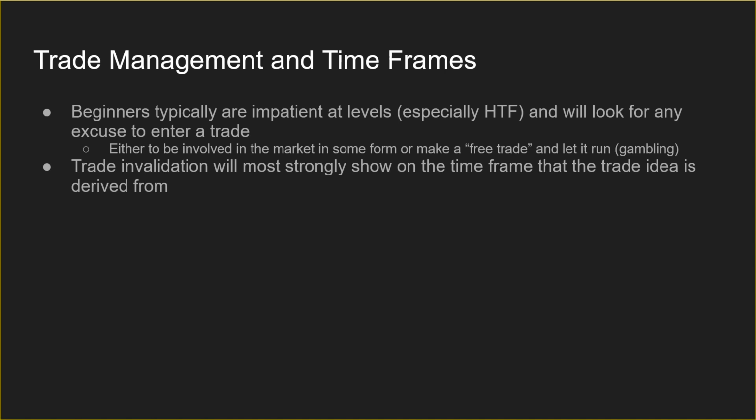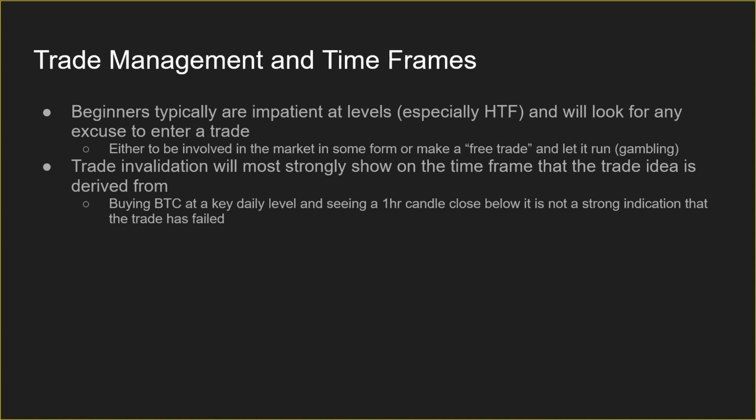So trade idea invalidation will most strongly show on the time frame that the trade idea is derived from. So if you're buying Bitcoin at a key daily level and you're seeing a 1 hour candle close below, that's not a strong indication that the trade idea has failed. Just because that 1 hour candle closed below that key daily support level doesn't mean that, oh, that's it, it's a downtrend now, the support isn't going to hold. We need to see confirmation on the daily structure, on the higher time frame, if our trade idea is derived on the daily structure.